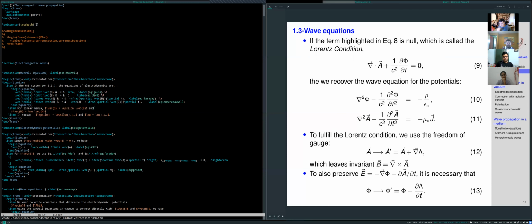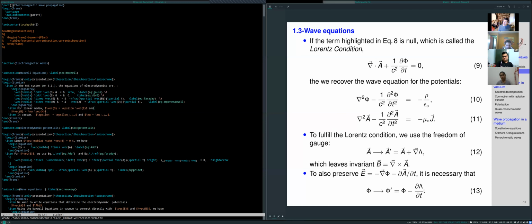So this transformation leaves B unchanged, but of course we also need to correct for the impact on the electric field. If I change A with the addition of a gradient, I'll be changing E too. So for E to also be invariant, we also need to correct the electric potential. This is the freedom of gauge. We can change A by adding a gradient of this field lambda, which depends on position. But if we do so, we also need to change the electric potential by correcting with the partial derivative in time of lambda.